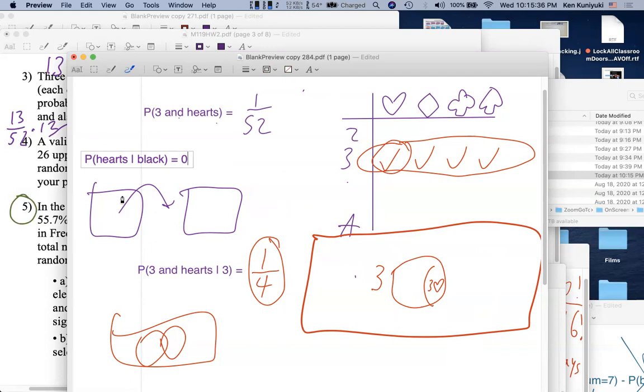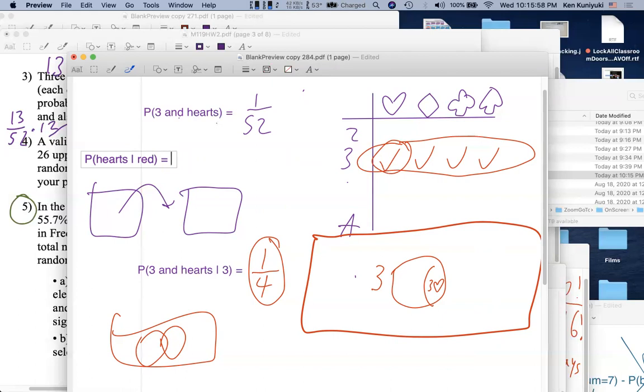So what if it's hearts given that it was red? Would it be 26? That's the idea, right? Okay, now how am I going to put this? Because 52 divided by 2 is 26, and there's half red and half black, right? So the denominator would be 26.